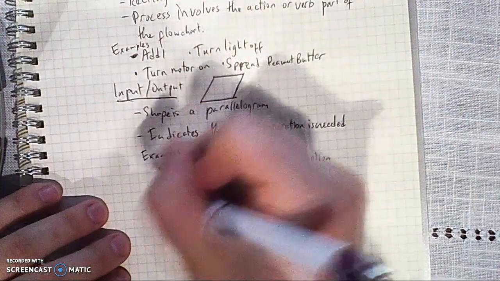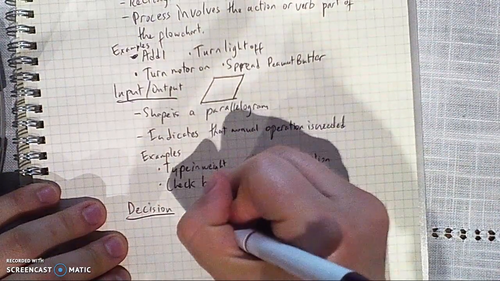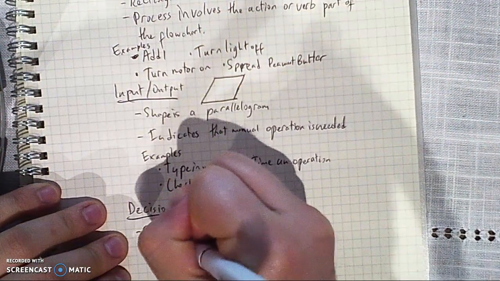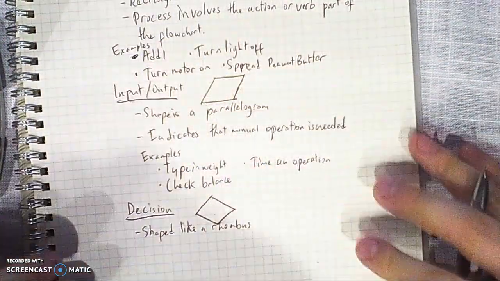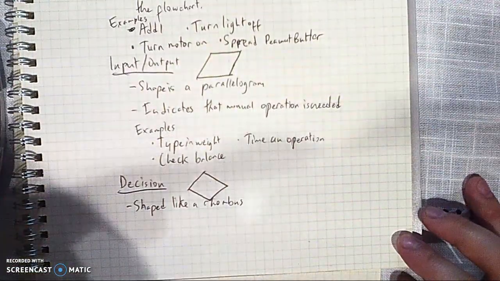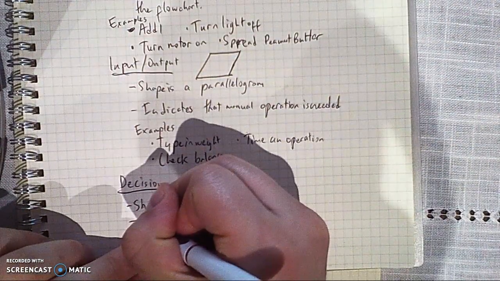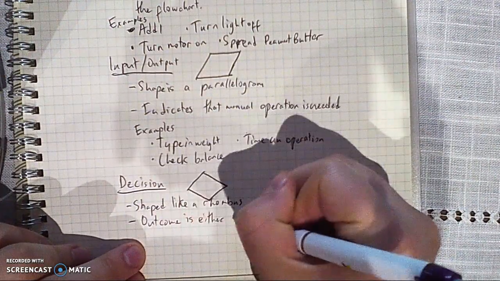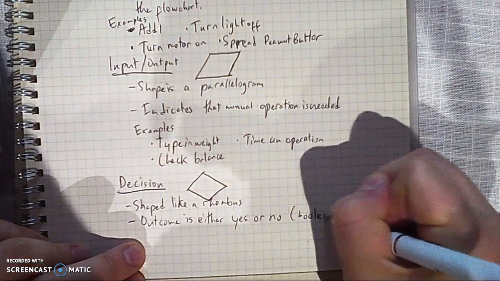Next part is decision. This is shaped like a rhombus. So this is going to be yes or no. It's like a Boolean, which is something you probably, hopefully remember from your CS classes. Outcome is either yes or no. It's a Boolean value.